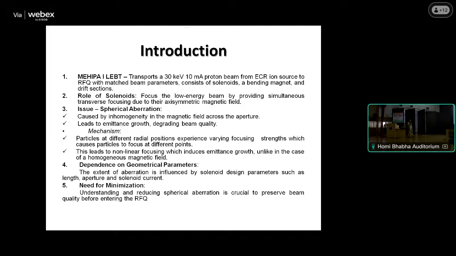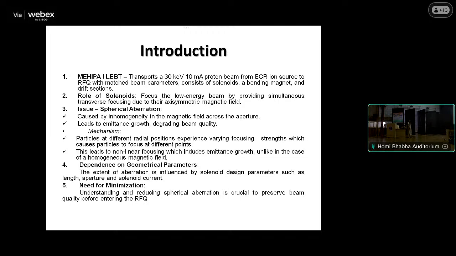This leads to emittance growth and degrades the beam quality, which will be further amplified. Particles at different radial positions experience varying focusing strength, and this causes the particles to focus at different points. This is what is meant by spherical aberration, and it leads to nonlinear focusing. So this induces emittance growth as explained earlier. This spherical aberration is found to depend on several geometrical parameters like solenoid length, aperture, and solenoid current, and these things he has studied.